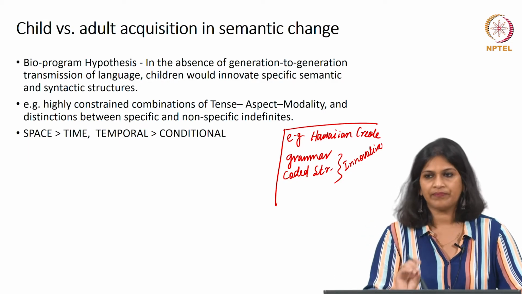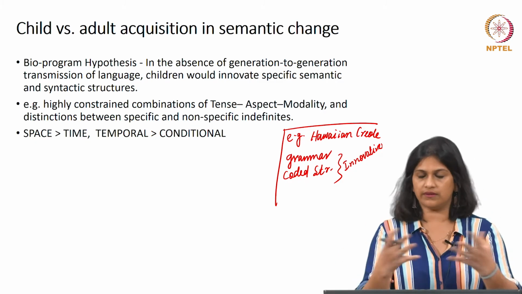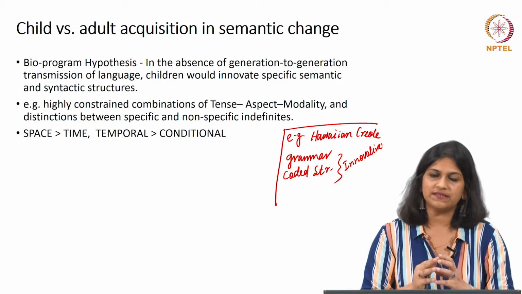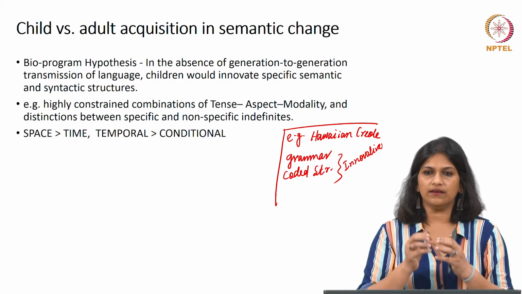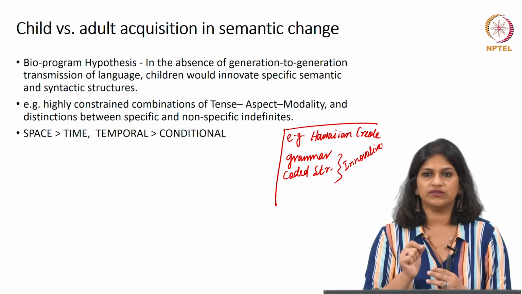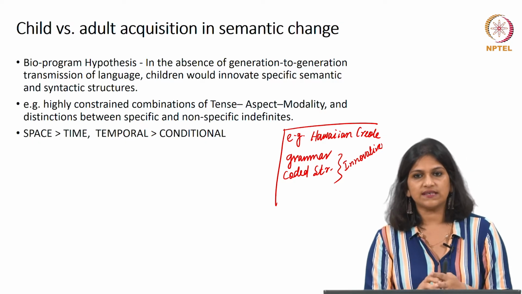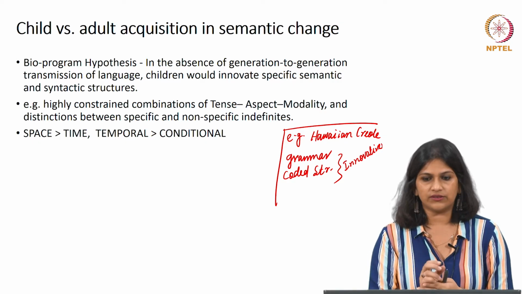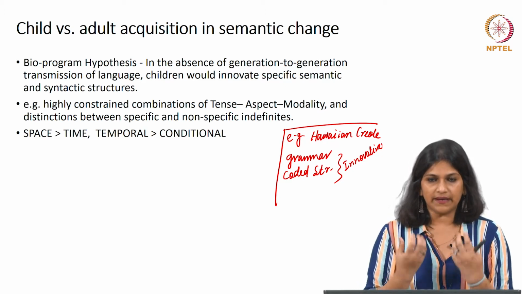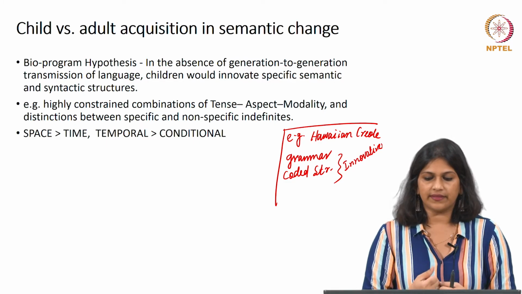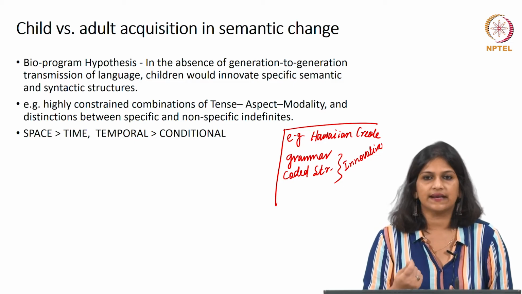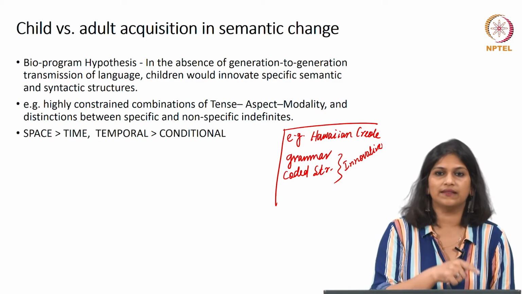Just remember this. There is something called the bioprogram hypothesis, and what happens in the bioprogram hypothesis? There has been an insufficient input as far as generation to generation language transmission is concerned. So, in such cases, what do the children do? The children become more innovative, and because of this innovative spirit, they come up with certain semantic and syntactic structures which were not available in that language before.